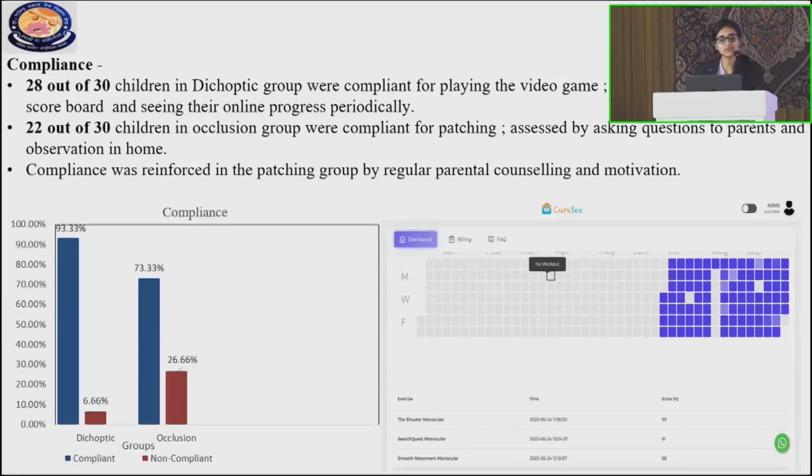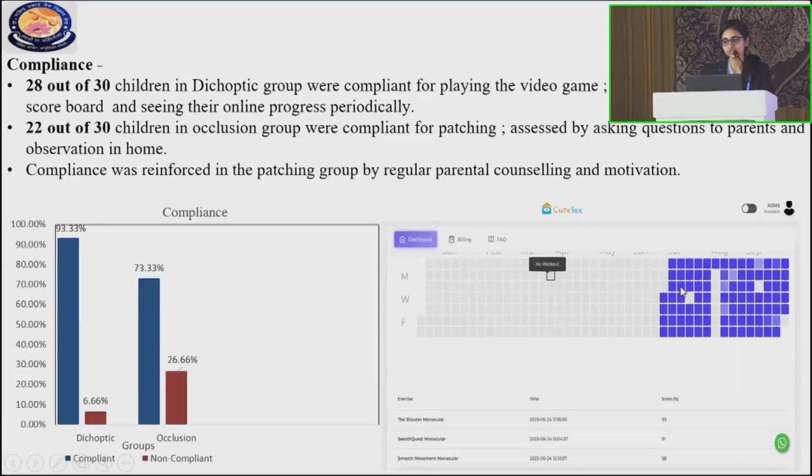The secondary aim of the study was to see the compliance between both the groups, and we concluded that out of the 30 children in each group, 28 out of 30 in the dichoptic group were compliant for playing the video game, which was assessed by monitoring their scoreboard and seeing their online progress periodically. As you can see in the picture, we just used to log in with their credentials and have a look at how the child is performing.